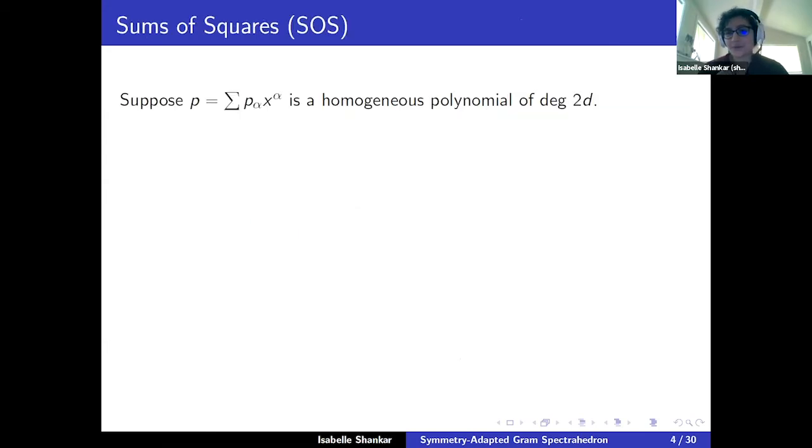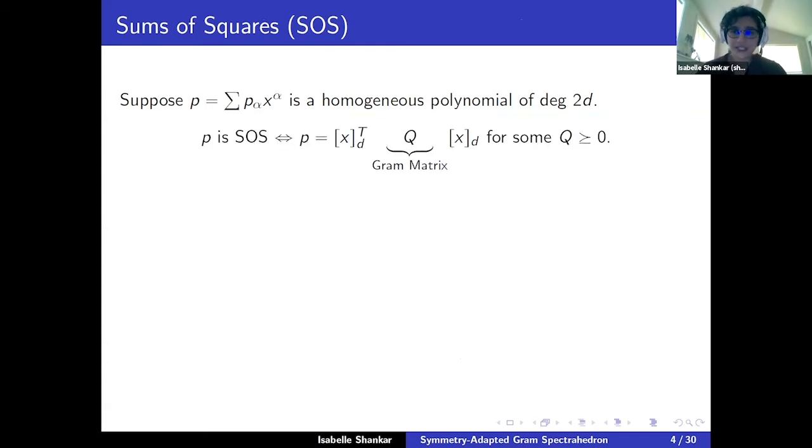But now the next question is, why would we do this? Why is it easier? That's what I'll talk about now. We're starting with a polynomial p, and I'm going to make all my polynomials homogeneous, meaning all the terms are of the same degree, of degree 2d. It has to be even degree if we want it to be a sum of squares.